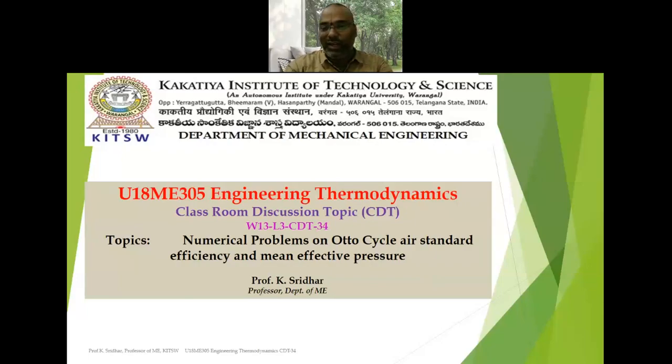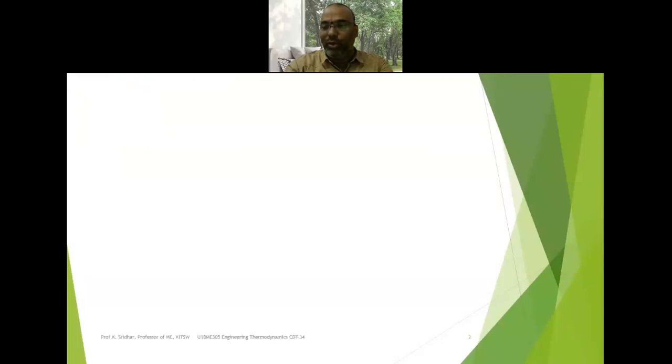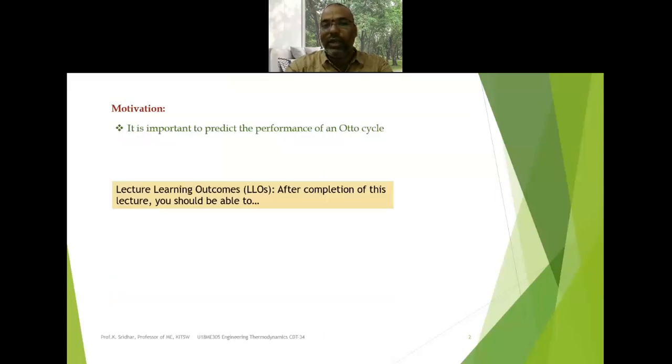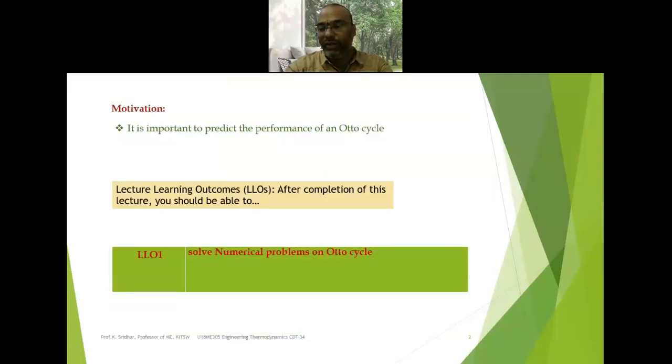So today's classroom discussion topic is numerical problems on Otto cycle, air standard efficiency and mean effective pressure. The motivation for today's class is that it is important to predict the performance of an Otto cycle. Whenever a petrol engine is working, we have to find out the air standard efficiency and mean effective pressure of that particular petrol engine. So the outcome of today's class is to solve numerical problems on Otto cycle.